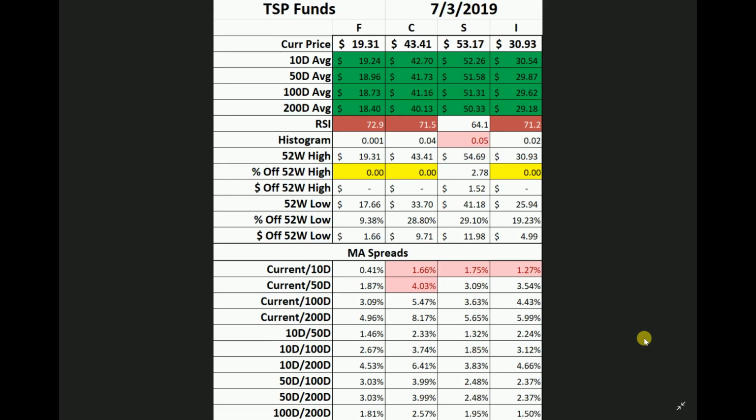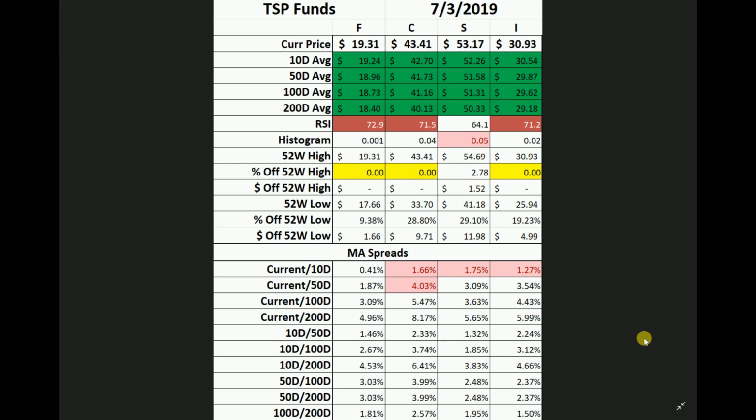Okay, so this is a table that's in my TSP template file spreadsheet that you can actually find in the file section of the group. Basically, it's just showing you the F, C, S, and I funds. Obviously, I don't care about the G fund because it only ever goes up, at about the same rate as the 10-year Treasury note yield. So we already know that the G fund's only going to move around 2% per year at the moment, because that's where bond yields currently are.